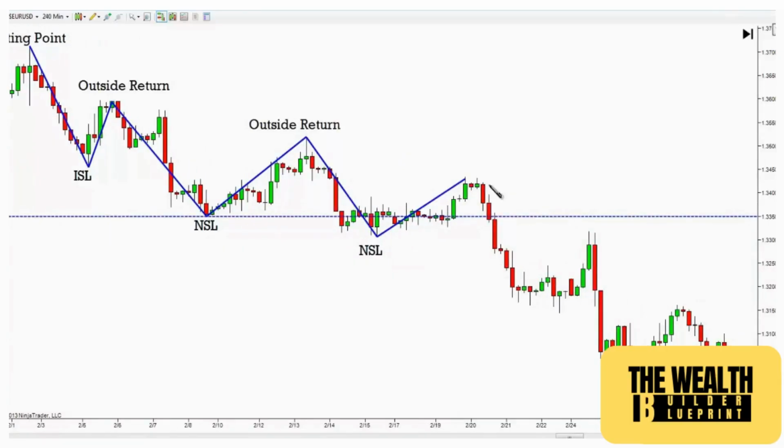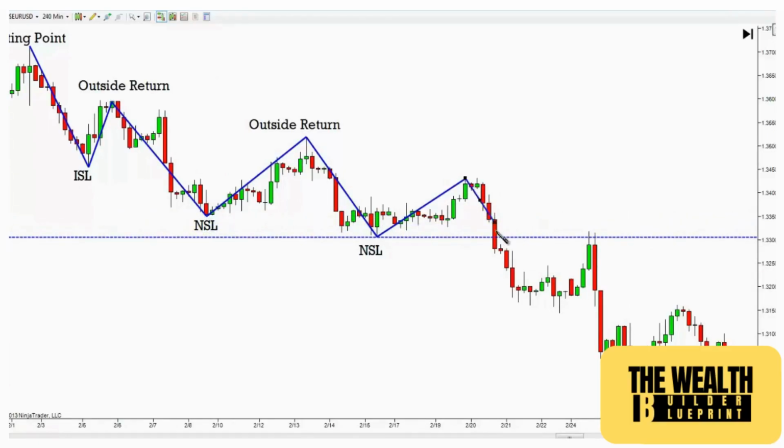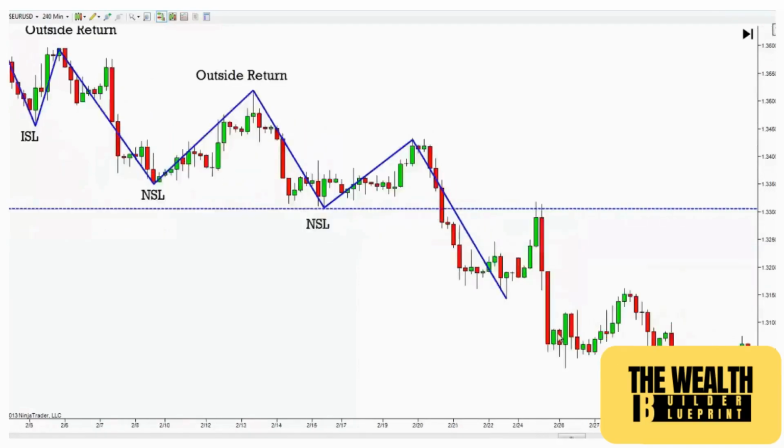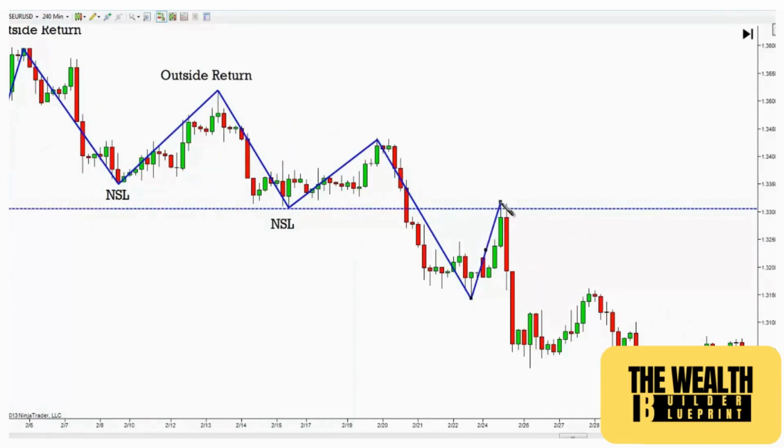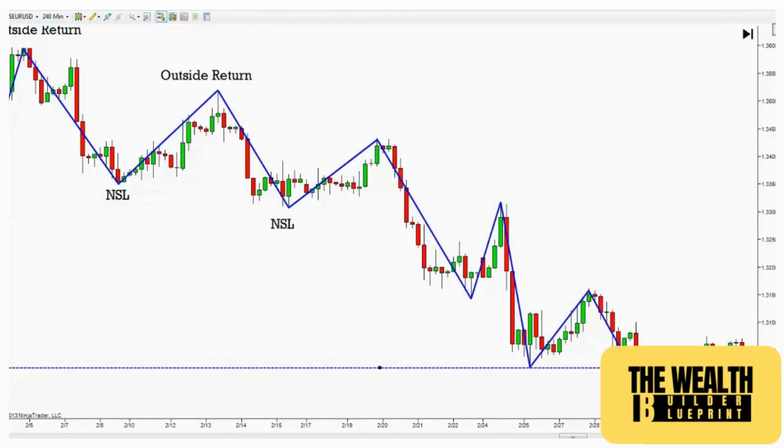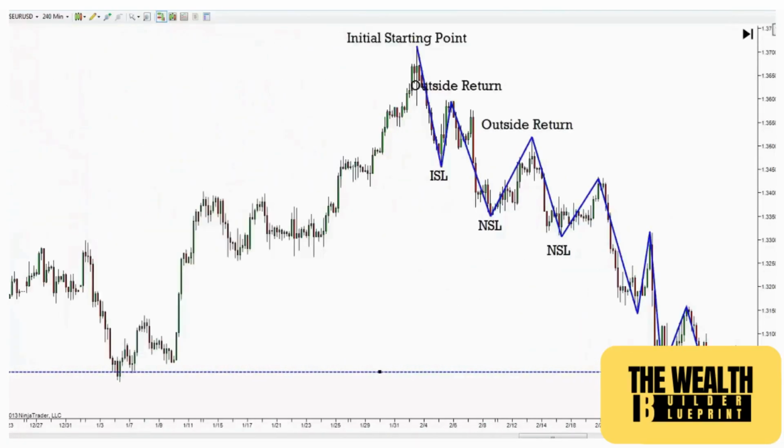Outside return, lower low, lower close on this candle. So we get a new structure low. Outside return, lower low, lower close on this red candle, new structure low. Outside return, lower low, lower close on this red candle right here, and the pattern continues.